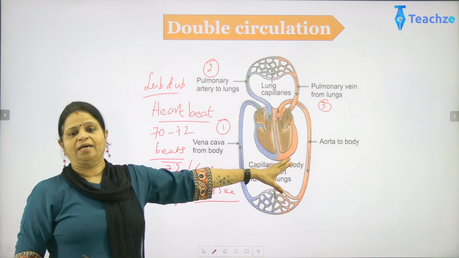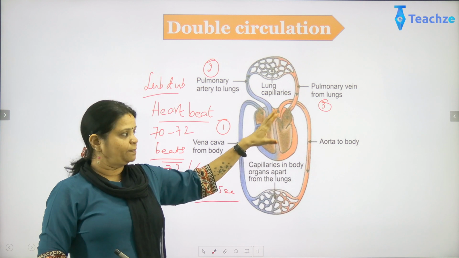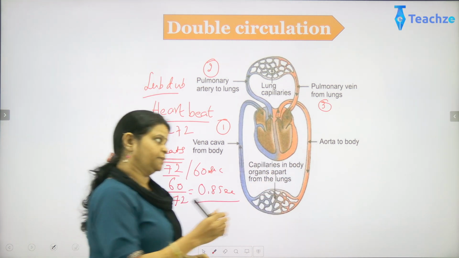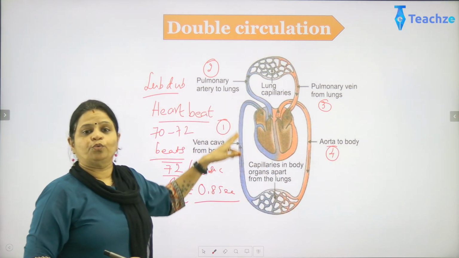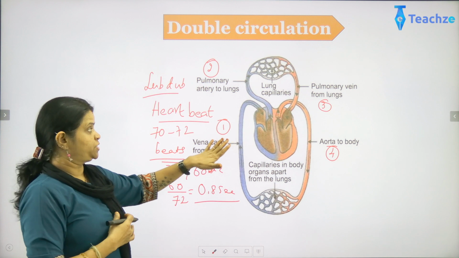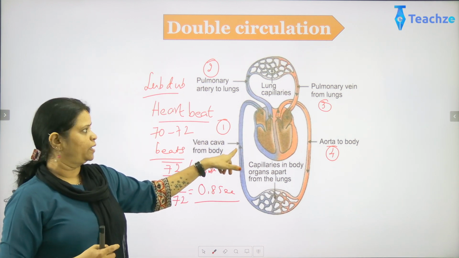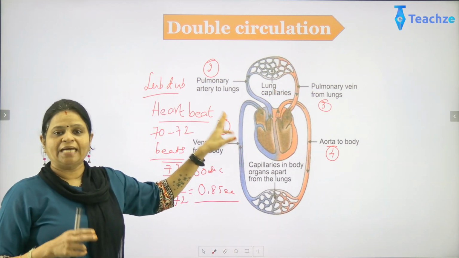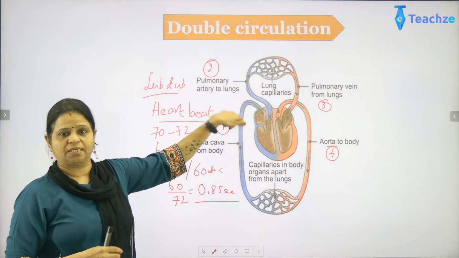And from the left auricle to the ventricle, the blood is getting pushed, and the aorta will supply oxygenated blood towards other parts of the body. Now this will be step 4. Now to understand what is double circulation, we can see that the blood enters through the vena cava and the blood also enters through the pulmonary vein.